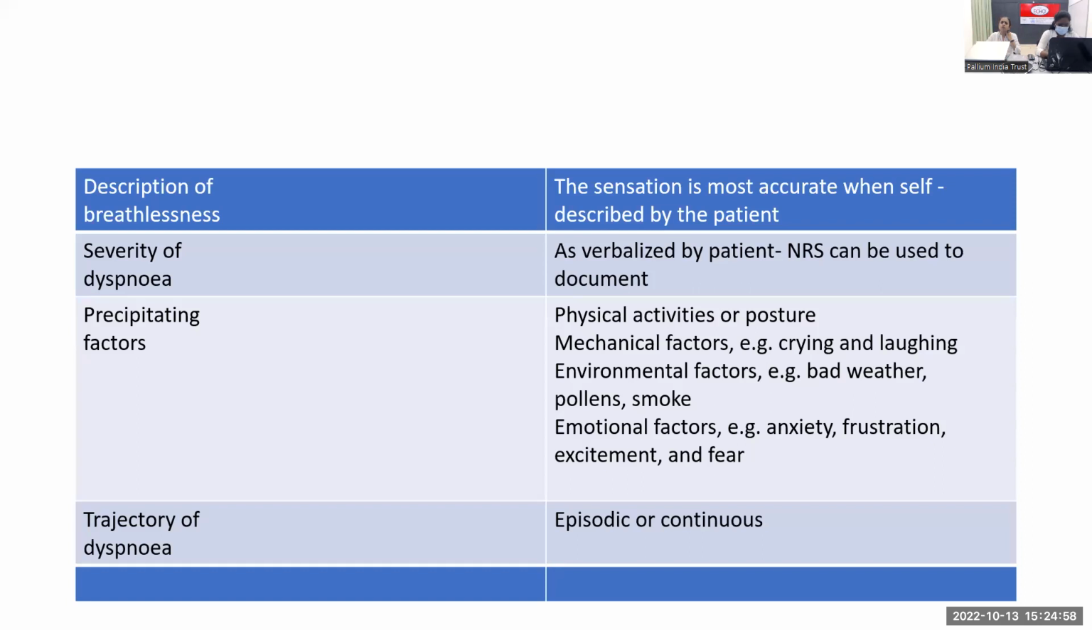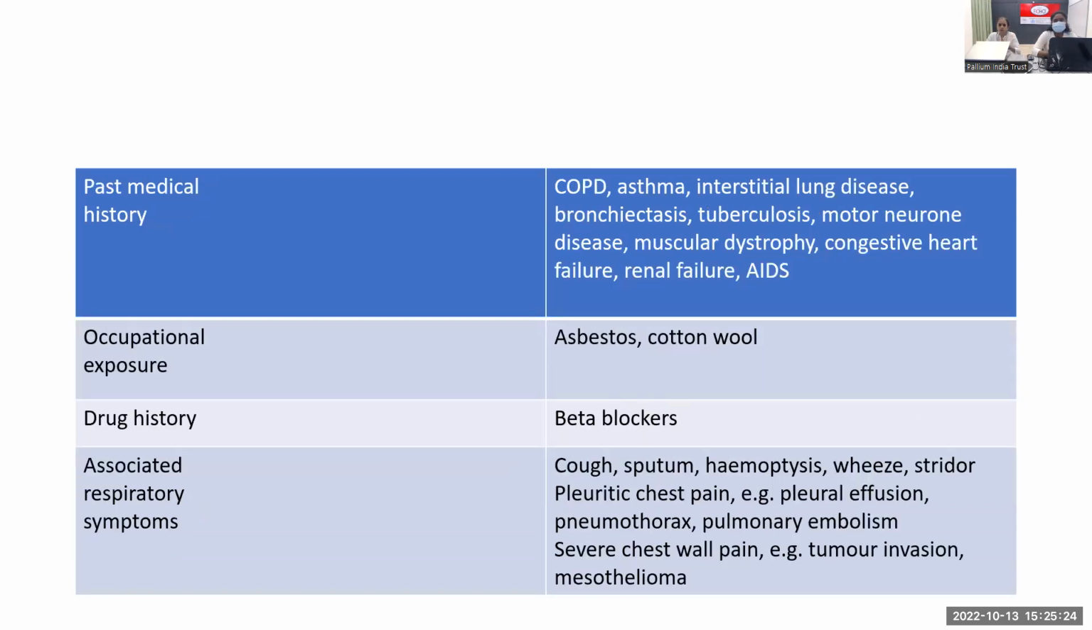How do we find the reasons for breathlessness? Severity of dyspnea, you have to ask. Either you can use the MMRC scale or you can use a simple 0 to 10 scale. Check what the precipitating factors are. What is the aggravating factor? Is it physical activity? Is it a mechanical factor like crying, laughing? Or is it emotional? And then ask whether it is continuous or episodic.